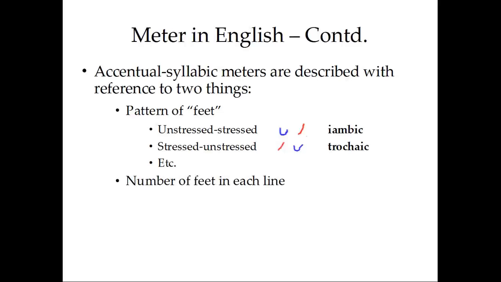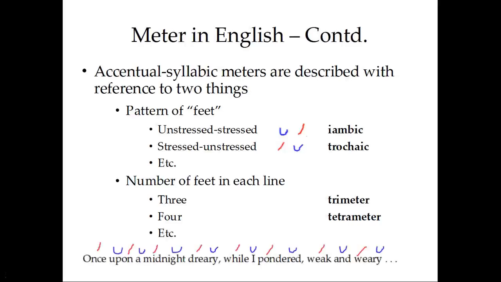We also describe accentual syllabic meters with reference to the number of feet in each line. So how many of these little groups, these combinations, do we see? If we see 3, we call it trimeter. If we see 4, we call it tetrameter. If we see 5, we call it pentameter, etc.